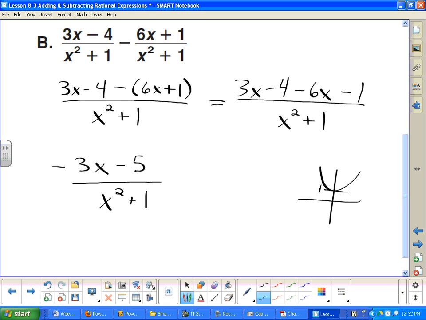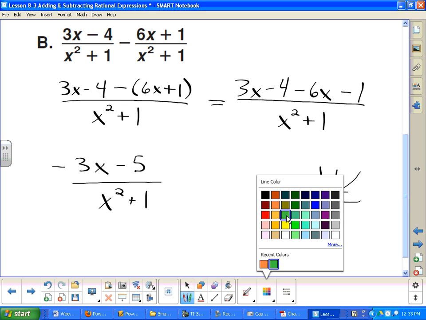If I put 0 in here, we get 1. When I square a positive or a negative number, I'm always going to get a positive number, and any positive number plus 1 is never equal to 0. So this is never undefined. So that's my answer right there.